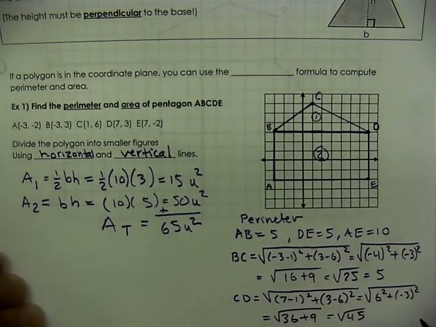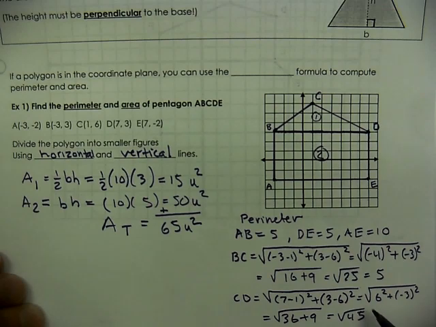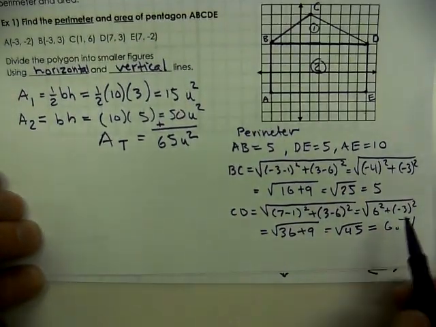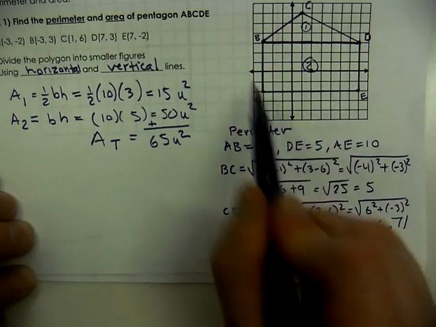Now, because we are trying to find the total distance around the object, we're going to be adding up these lengths. And it doesn't work to simplify the radical because we want to combine it with the other lengths, which are integers. So here we will use a calculator and get a decimal approximation. We'll go to 2 decimal points. And so we get 6.71. And then we're going to add up all 5 sides.